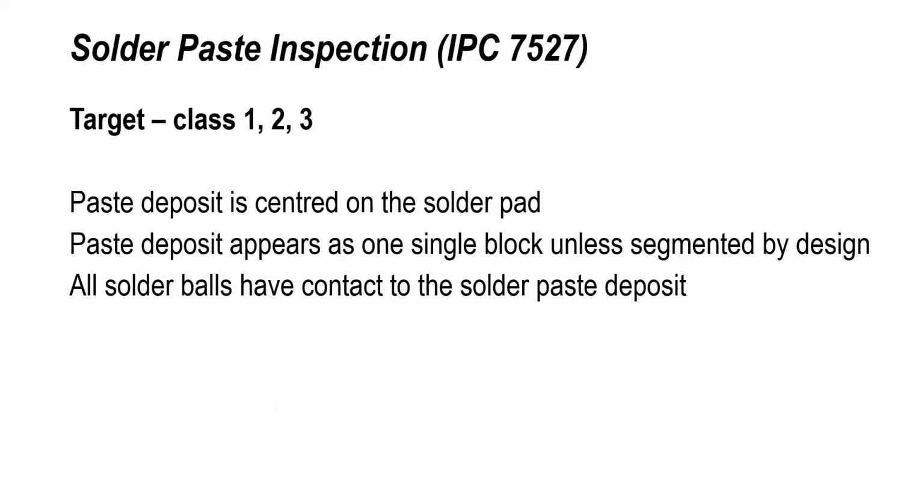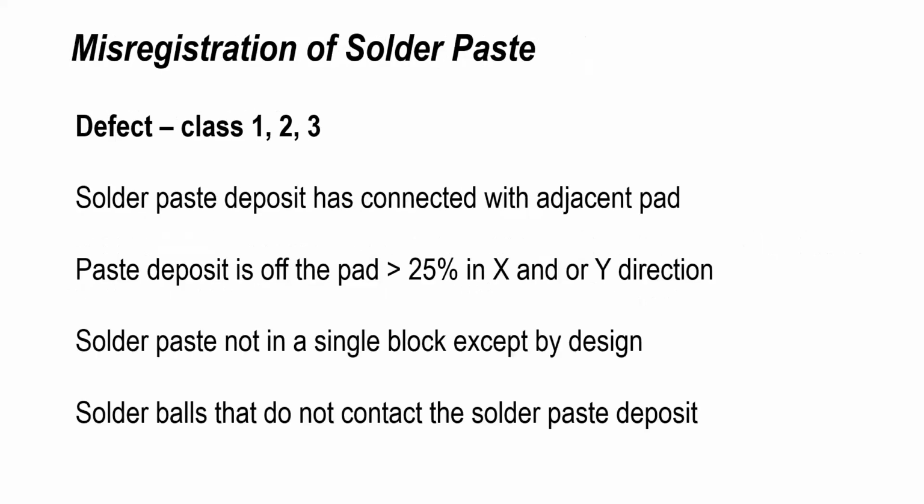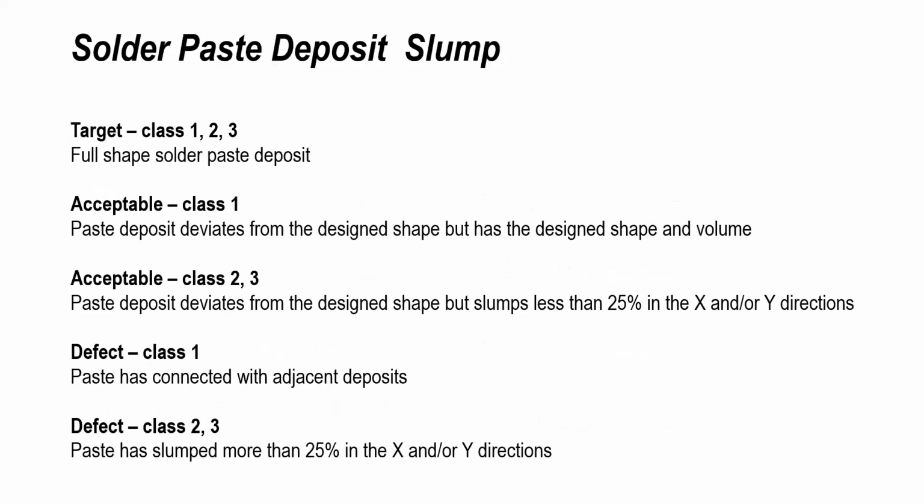So in terms of the targets, again, I've got a couple of examples I've taken from the standard for you. Paste deposit is centered on the center of the pad. Paste deposit appears as one single block unless segmented by design. As you know, designers and process engineers design slightly different prints depending on what they're working with. And if you go through the standard, you'll find it broken down in this way. And of course, defects for misregistration of paste. So it's useful to look at the IPC standard and compare it with what I've said on my documentation.